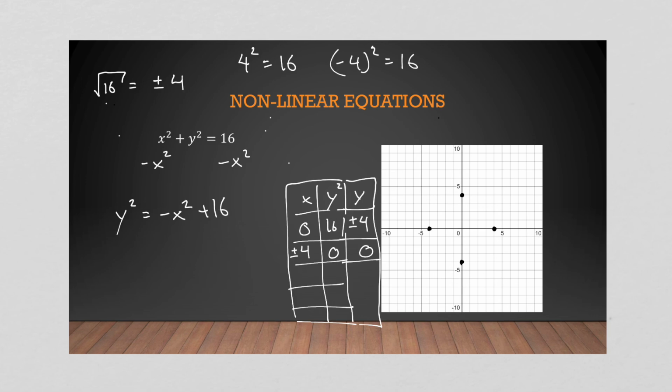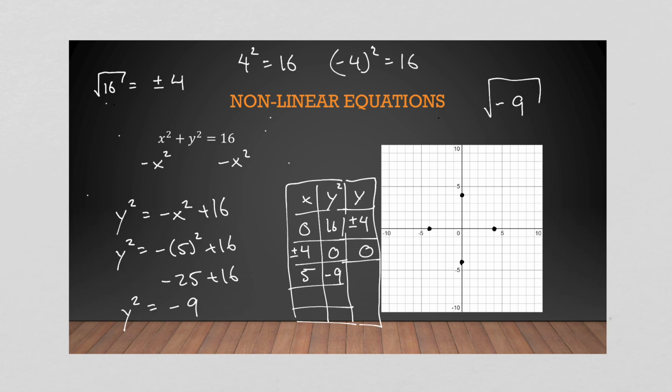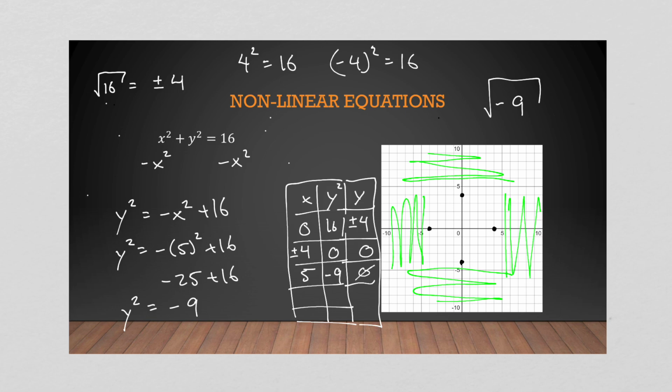So let's try, here's our equation. What happens when x is 5? Well, in this case, we're going to get y squared equals negative 5 squared plus 16, which is negative 25 plus 16. So it means y squared is equal to negative 9. But therein lies an issue, because you cannot take the square root of negative 9. There is no solution here. So what that means is there is no solution out here, there is no solution over here, there will be no solution up here, and there will be no solution down here. All of these things are outside of our domains and our ranges, because we can't square root negative numbers.